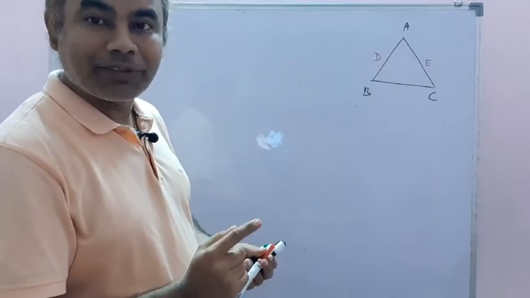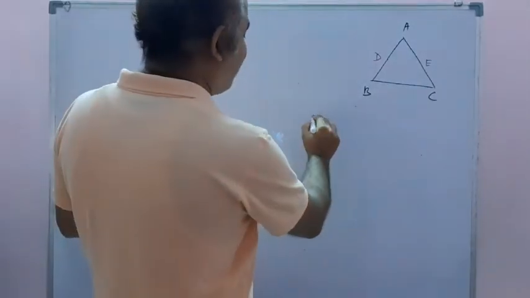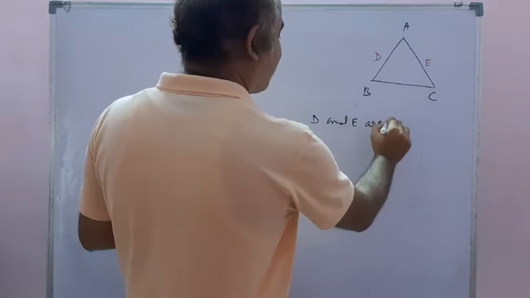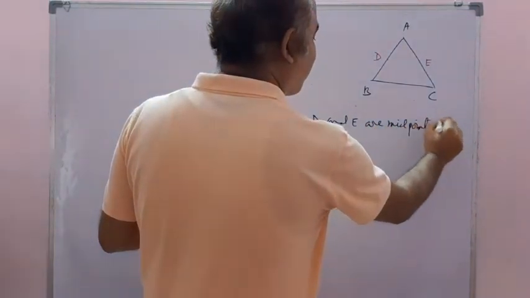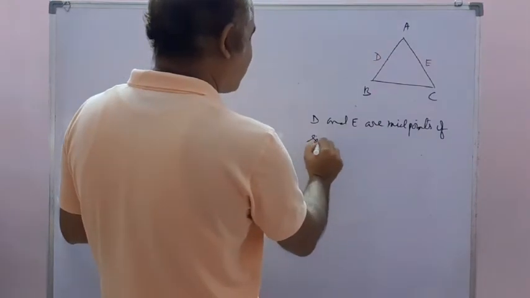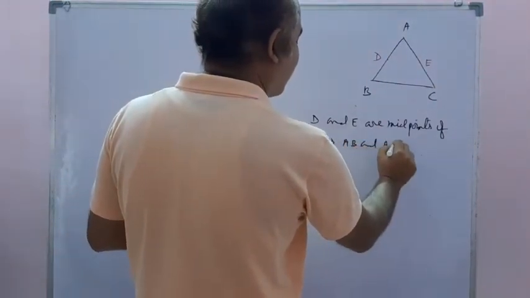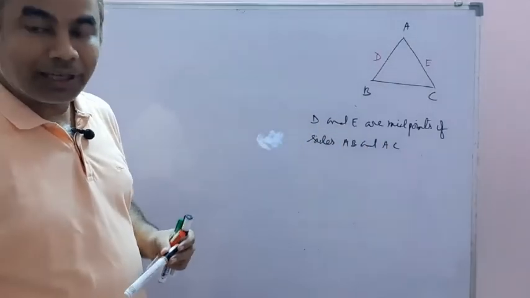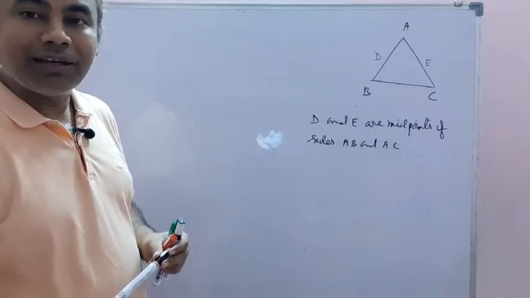So one side is left. Which side is left? That means what is given to us? D and E are midpoints of sides. Which sides? AB and AC. D and E are midpoints of sides AB and AC. So for two sides of the triangle, AB and AC, we have taken their midpoints.